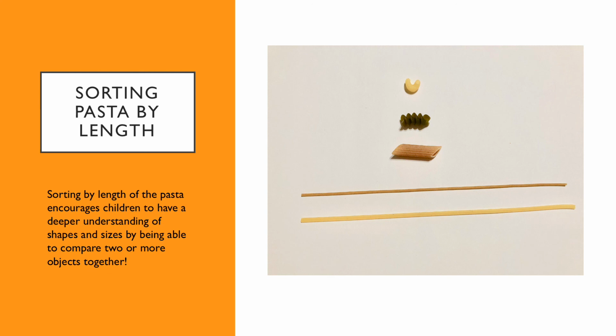You could also bring a ruler into this activity and actually measure the length of the pasta and compare them and do it chronologically with, oh, this pasta is the longest, and then go on from there to the shortest and see the difference between the longest and the shortest pasta.